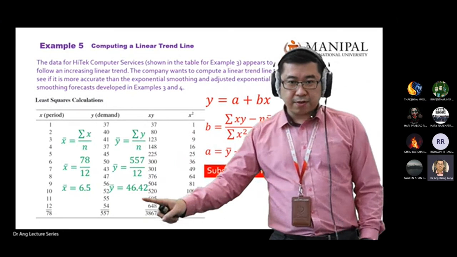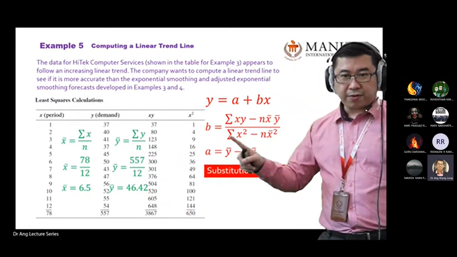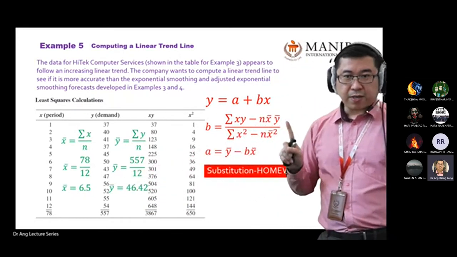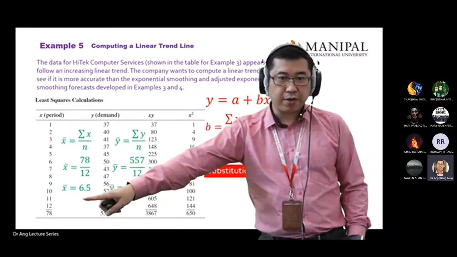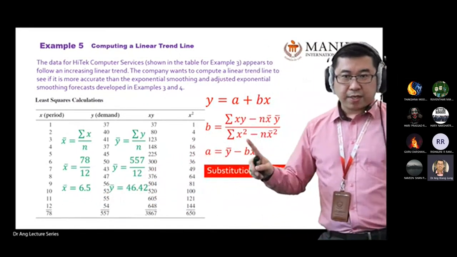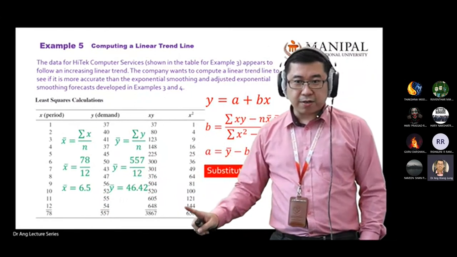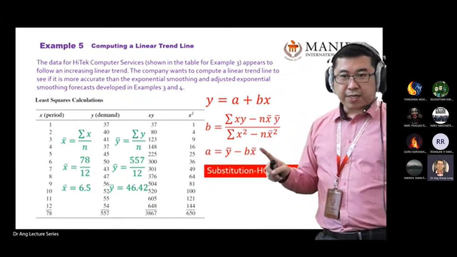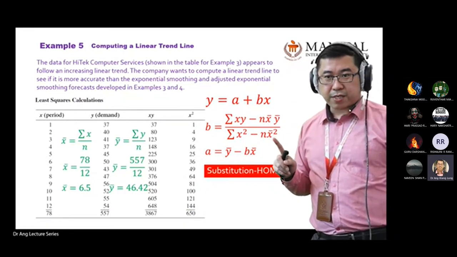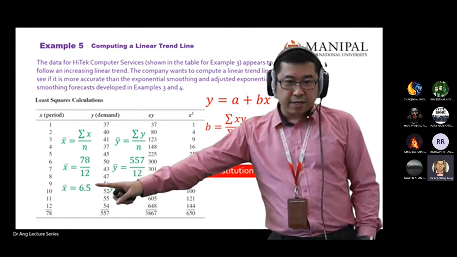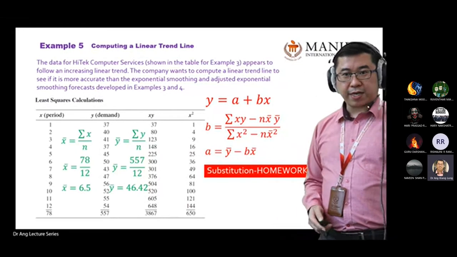Where is this value? This one. What is this value? Calculated already. What is this value? Calculated already. What is n? N is the number of data you have. You have 12. What is the sum of x squared? Sum of x squared is this column, this one. What is n? Again, 12. What is the x bar square? This one square. You find your b, substitute inside there.